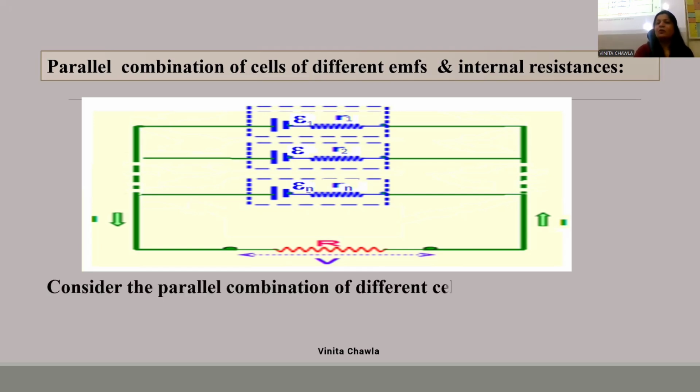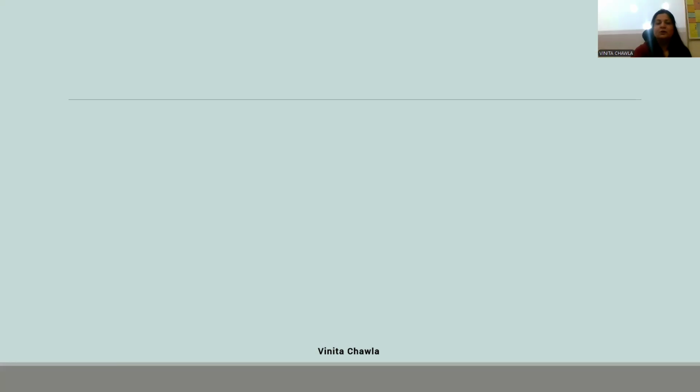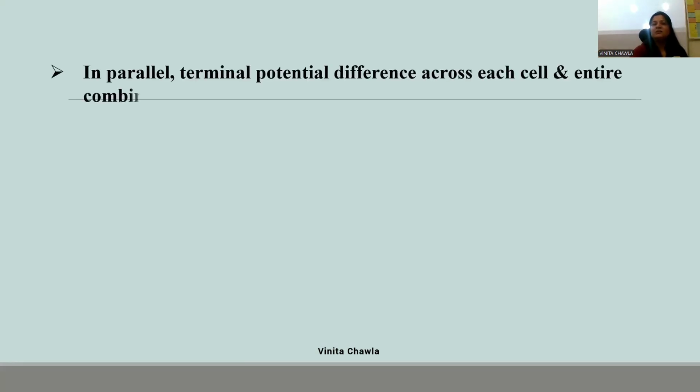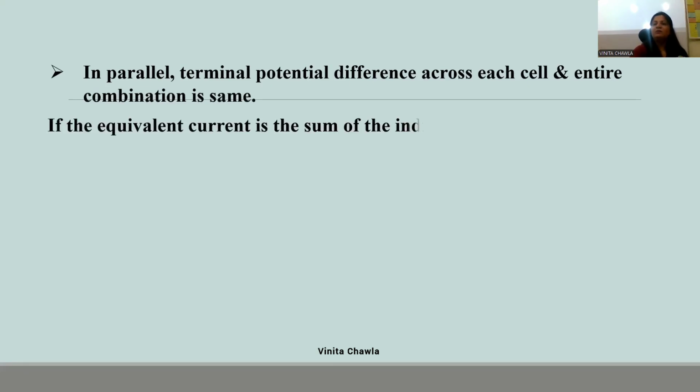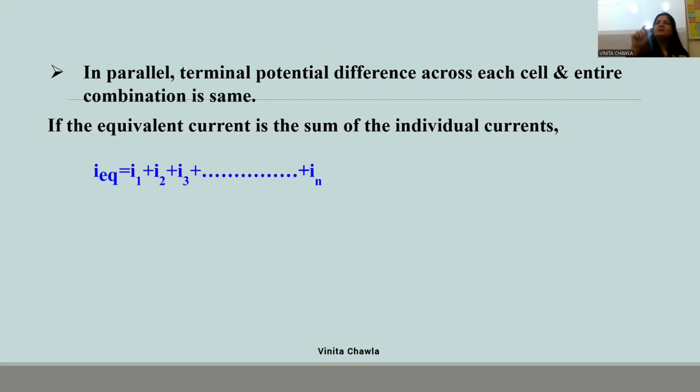So consider the parallel combination of different cells as shown in the figure. In parallel, the terminal potential difference across each cell and the entire combination is the same. If the equivalent current is the sum of individual currents, then we can write like this. Equivalent current is the sum of all the currents. These are the currents in individual branches that we have, because we have connected cells in parallel.